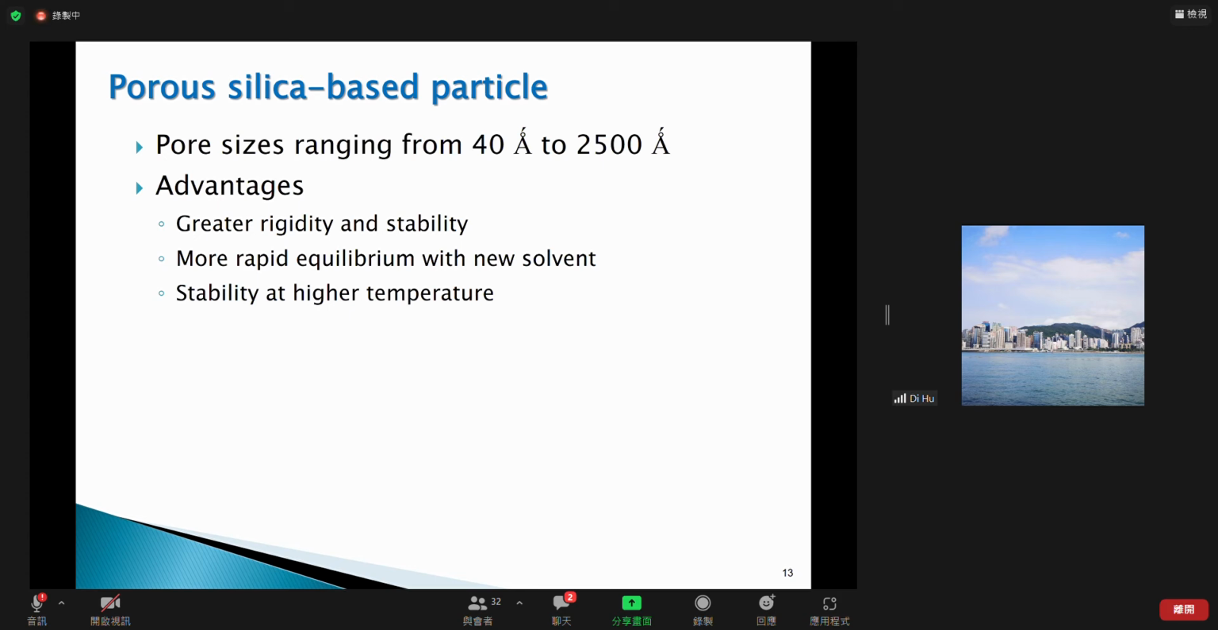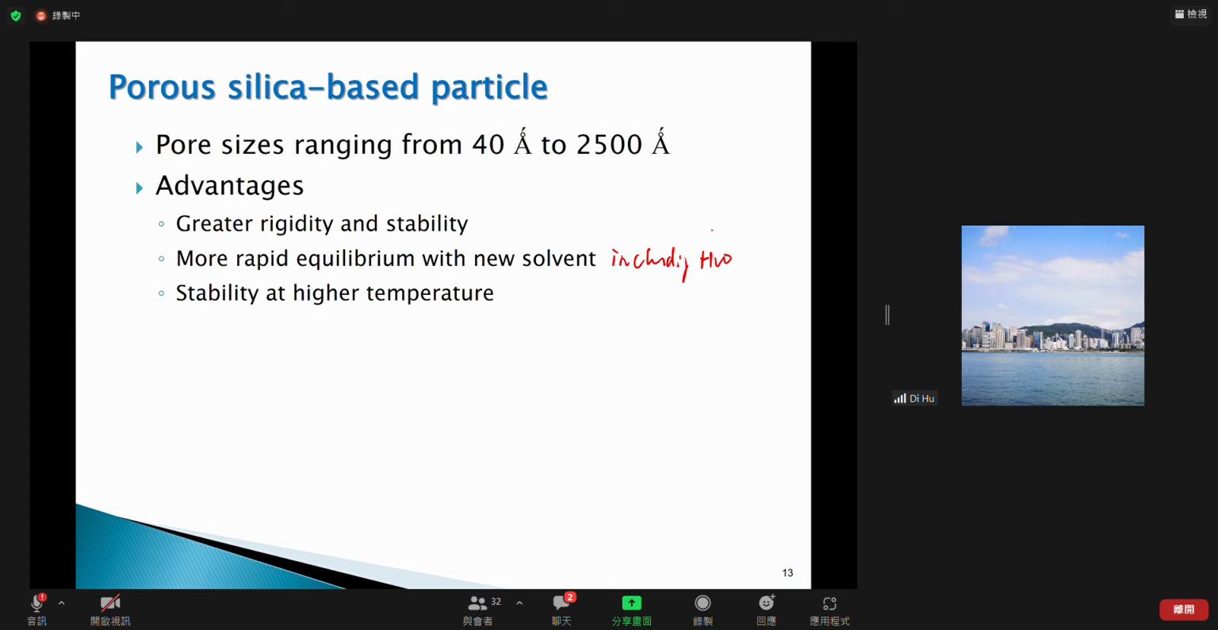This stability lets it be used with a wider range of solvents, even including water. Since it includes water, that means it can handle aqueous phase. So porous silica particles can be used for gel filtration chromatography, for the separation of biological samples and water-soluble samples. It also has stability at higher temperature.